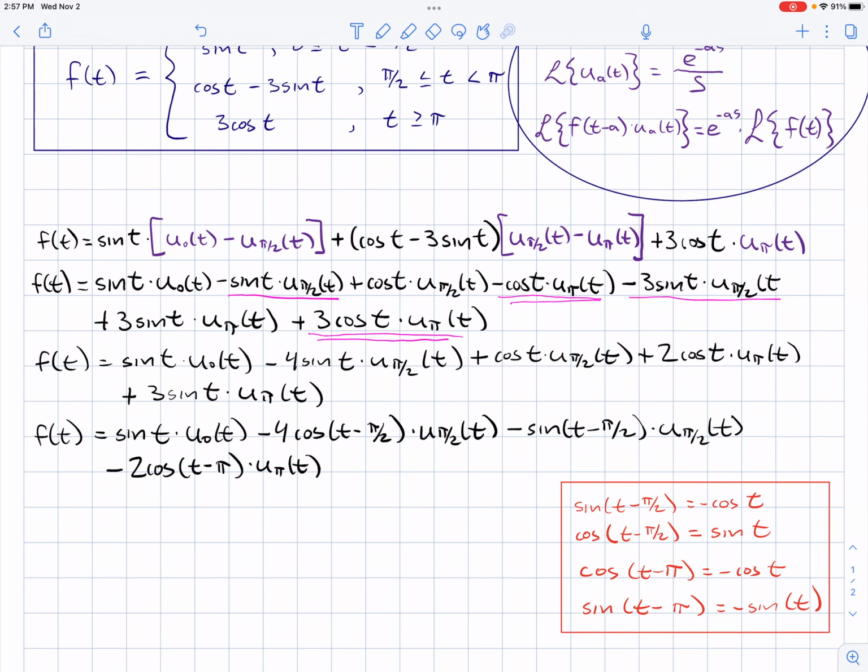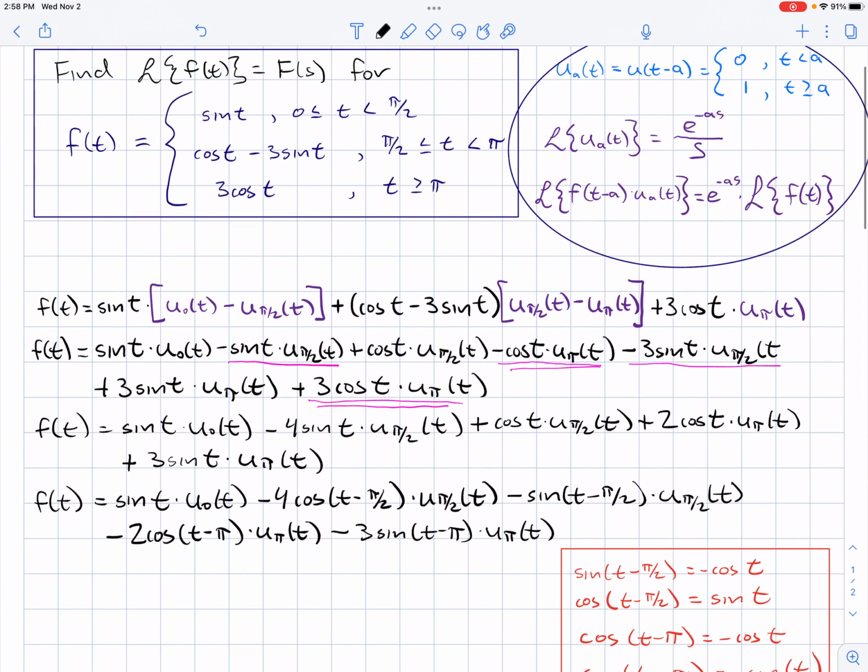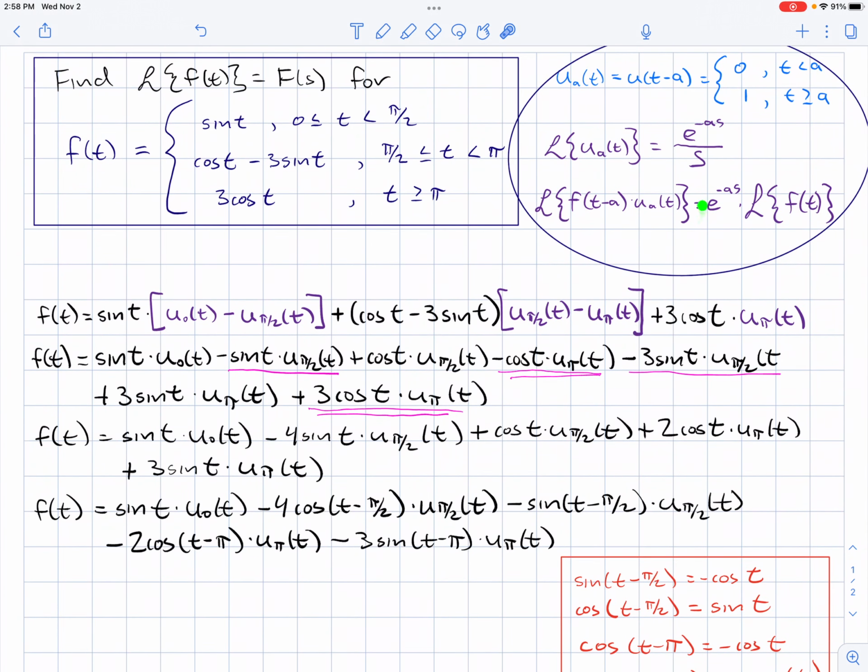And then finally, this term here, we need t minus pi, and that's the opposite, so again let's write it as minus 3 sine t minus pi, u sub pi of t. And now, just to scroll back up, we now have all our functions in terms of f of t minus a times the step function at a.